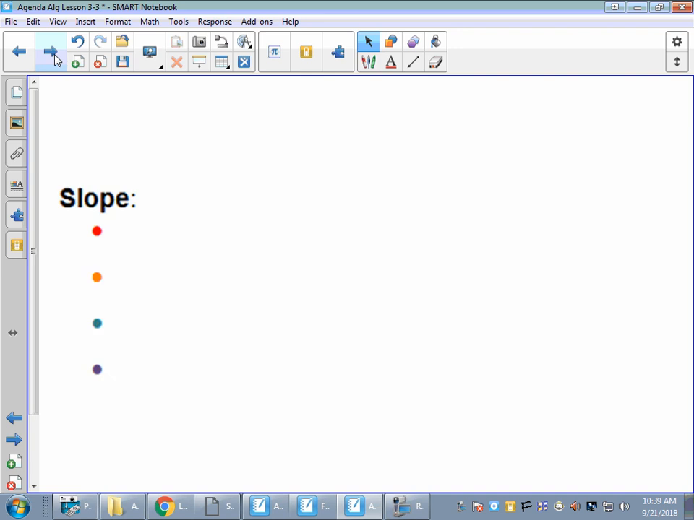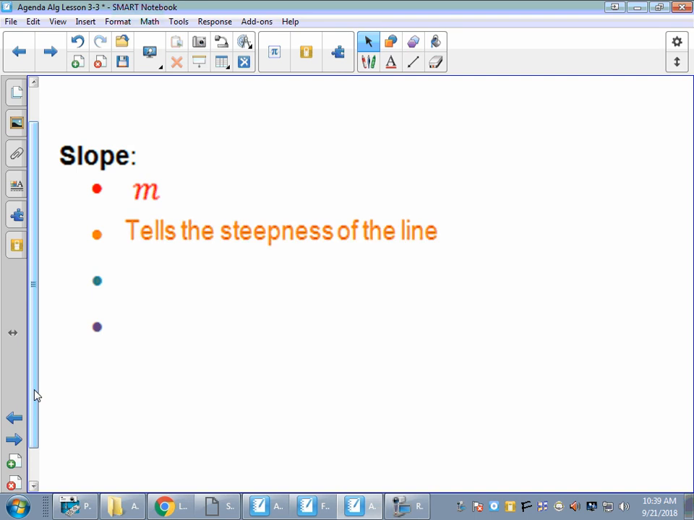All right. Next, we're going to talk a little bit about slope. I'm sure you've seen some of this, maybe you've seen this before, I don't know if you have or not. But slope, we represent with the letter m. Get used to that. You're going to see that a lot through your math careers. This tells the steepness of a line. How steep does it rise or how steep does it fall?